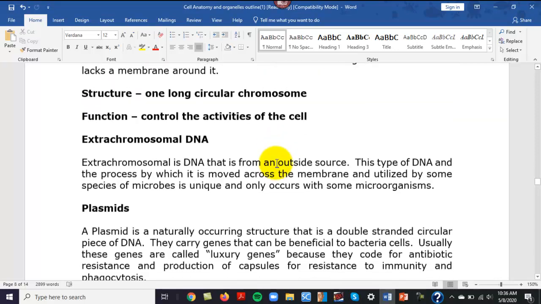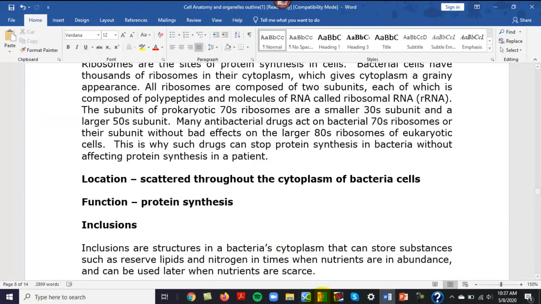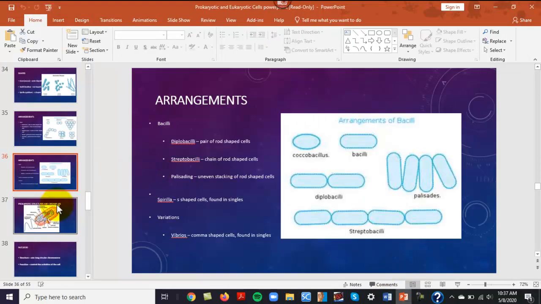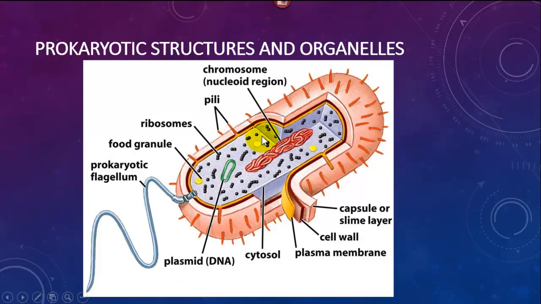But let's quickly go through all the parts of a prokaryotic cell. Great picture. I'm just going to stay right here. Everything is written verbatim in your outline, but here is a prokaryotic cell. This little area here is called a nucleoid. It contains one long circular chromosome. It's not a nucleus, it's a region, nucleoid region.